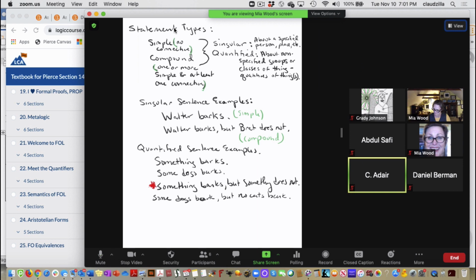All right, so quantified statements are statements about relations. Actually, let me leave that off for right now. Quantified statements are statements about domains of stuff, unspecified stuff.